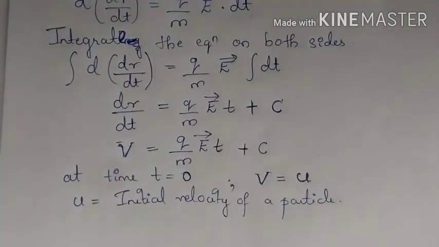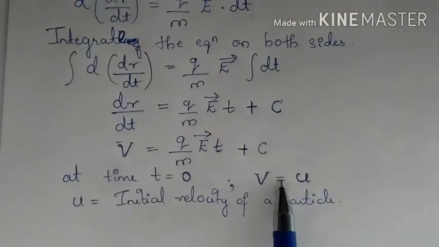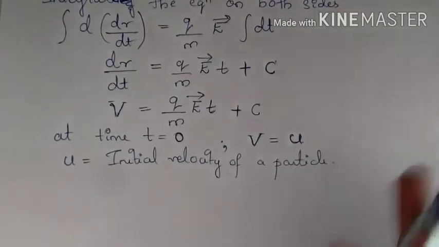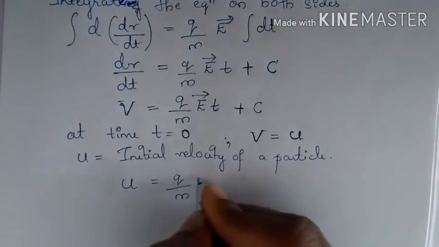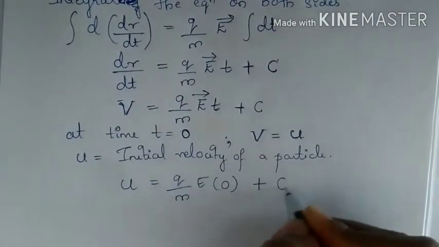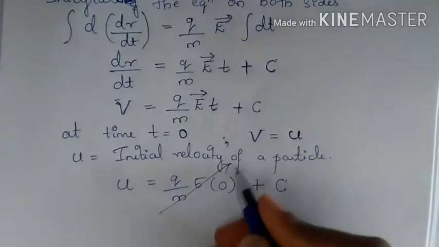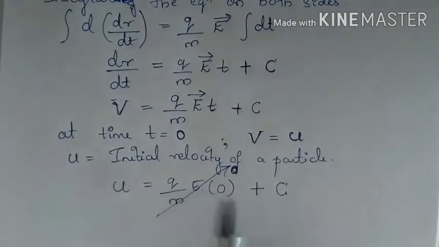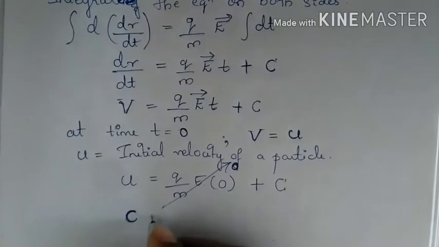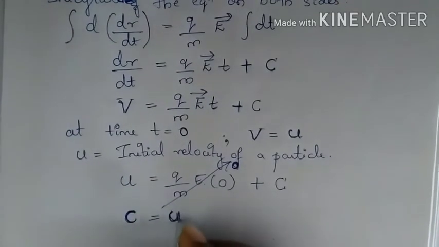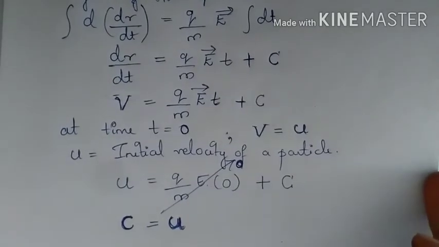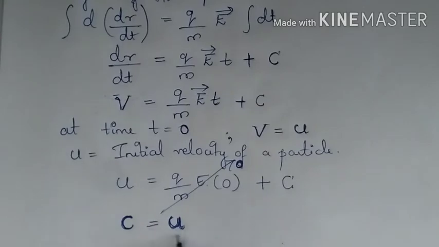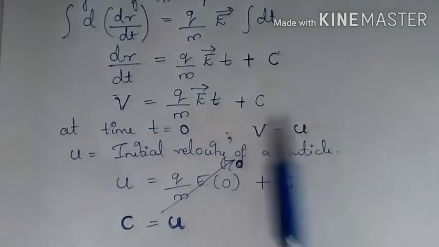If you substitute t equals 0 and v equals u, then what will you get? u is equal to (q/m)E times 0 plus c. So this term will get cancelled, this term goes off. Now from this I can write c is equal to u. So the integration constant is equal to the initial velocity of the particle. This we have to substitute in this equation.